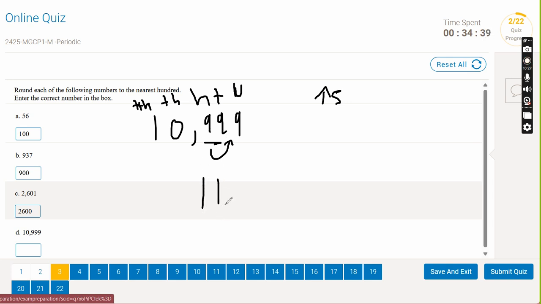Plus 1 here, it will be 11,000. Okay, why are we making it 11,000? Because when you add plus 1 here, remember, it becomes a 10. So this 10 will also be adding plus 1 in here. Okay, keep that in mind.